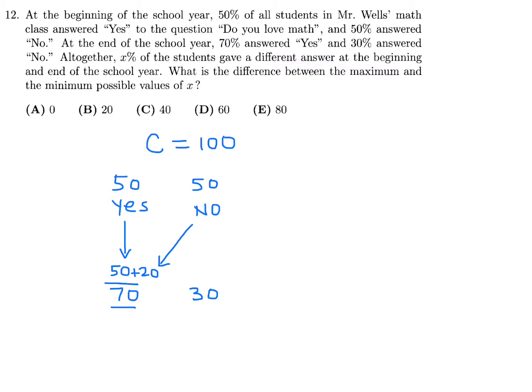So 20 of the 50 who said no at the beginning changed and said yes, and that means the remaining 30 is what ends up here. So our question now is, what is X? Well, X refers to the people who gave a different answer. The only ones who gave a different answer are these guys right here. So X here equals 20.